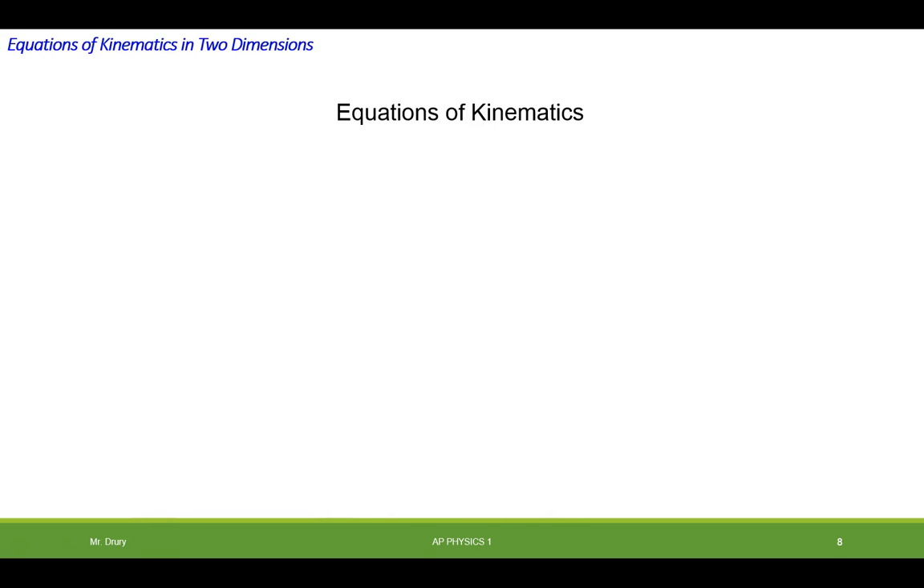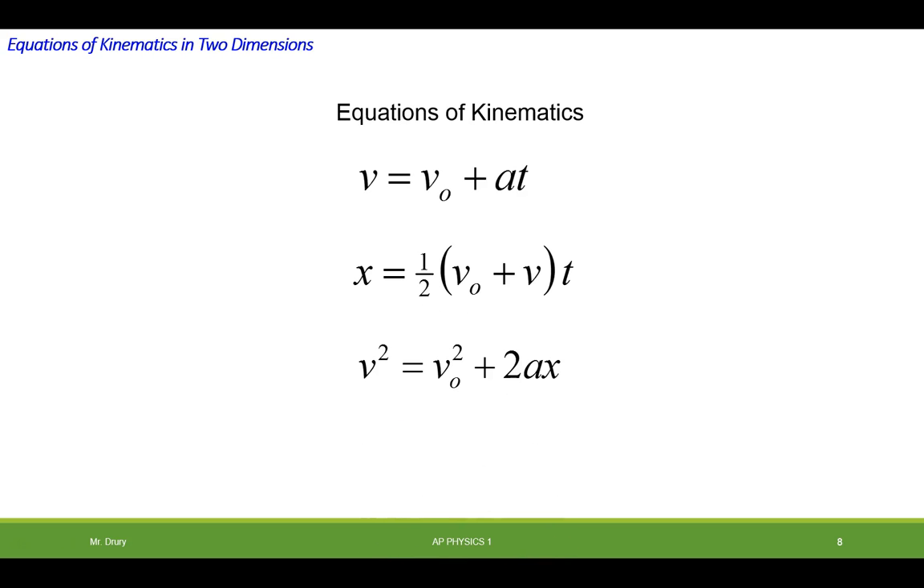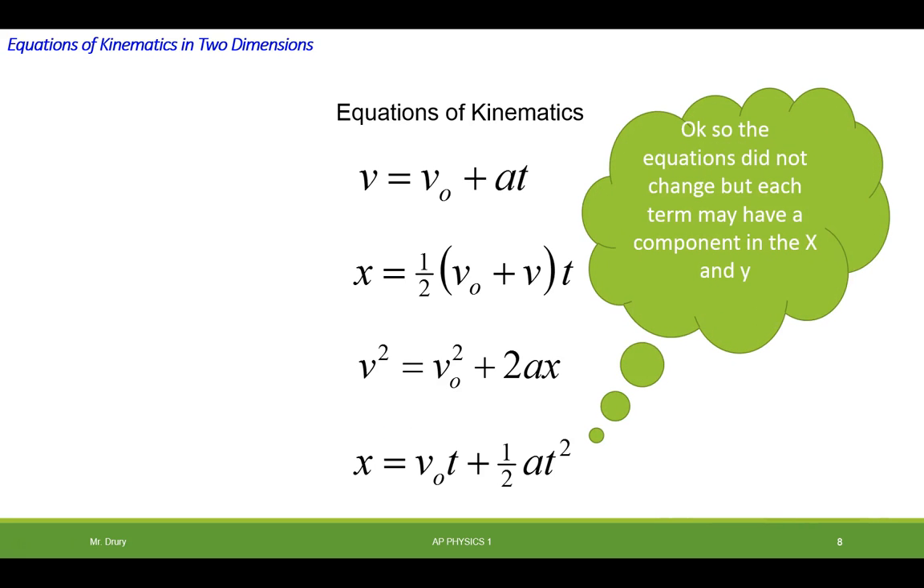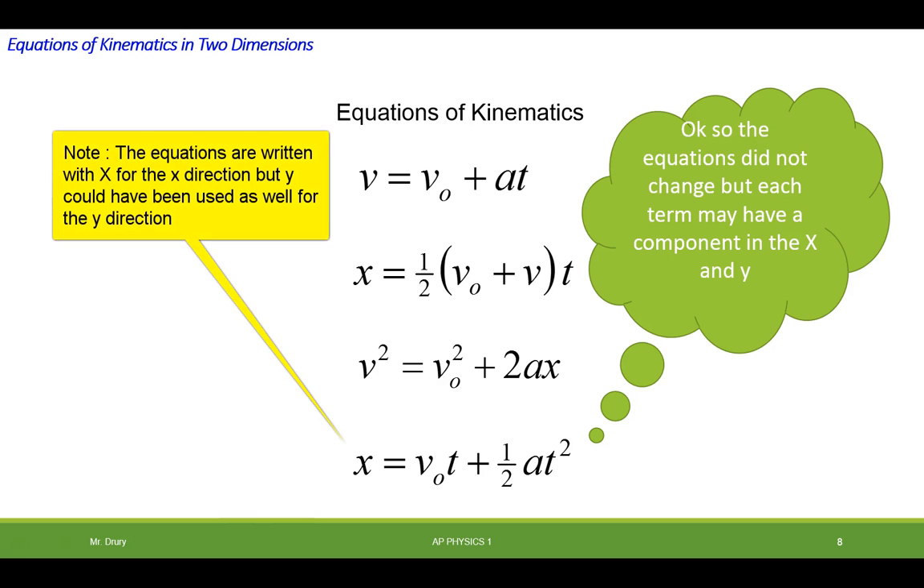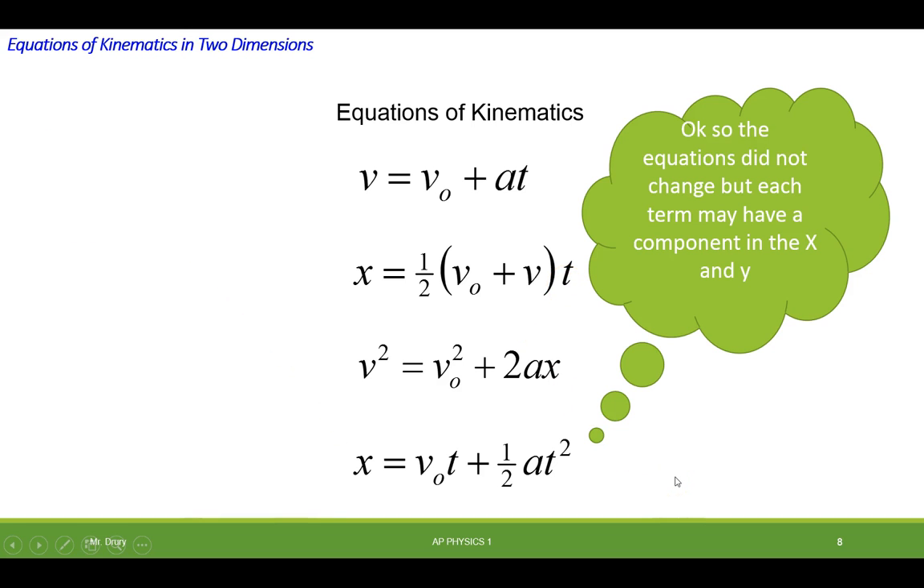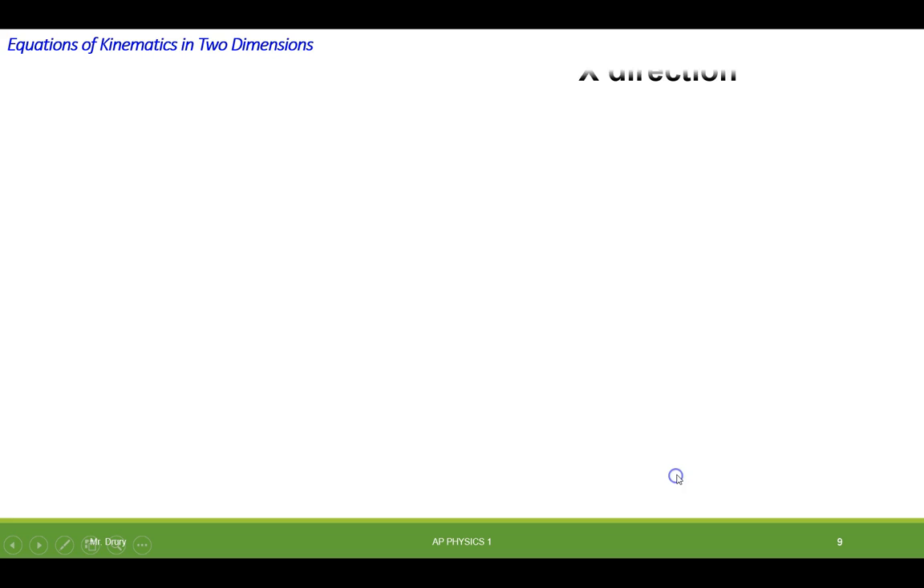All right, so here are our equations of kinematics. And you may be saying to yourself, so what's the difference? There really isn't any. But now what we're going to do is look at some of these. Like this velocity could have a component in the x and in the y, so could this, so could this. The only thing that can't have a component in the x and in the y is time. So we can treat each of these independently of each other. So let's look at that with an example.